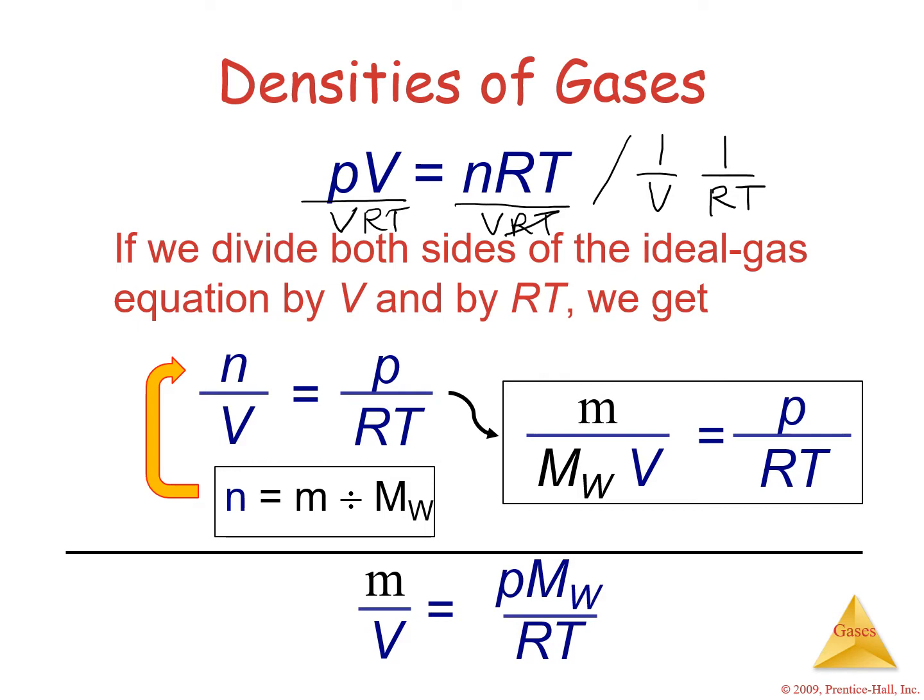So RT cancels with this RT, and on this side of the equation volume cancels nicely. Just for convenience, the remaining part on this side, which is the number of moles divided by volume, I put on this side of the equation, and the other side of the equation is just P over RT. Now recall the definition of the number of moles.